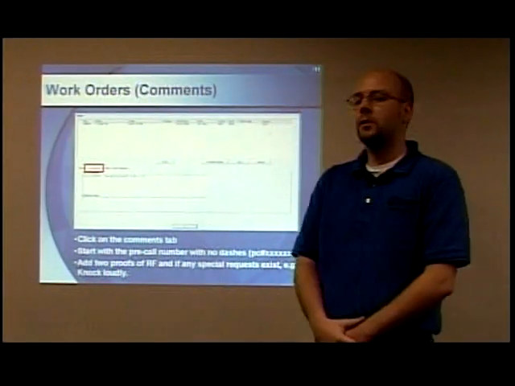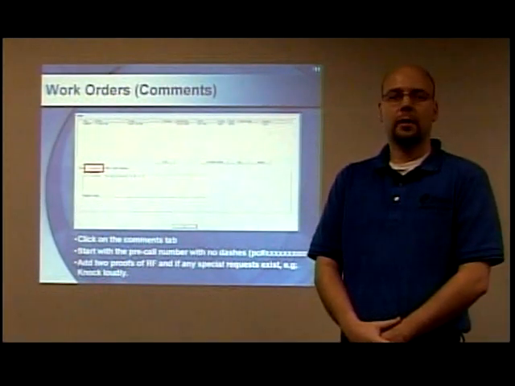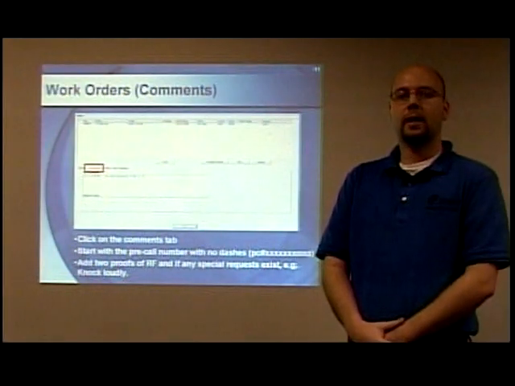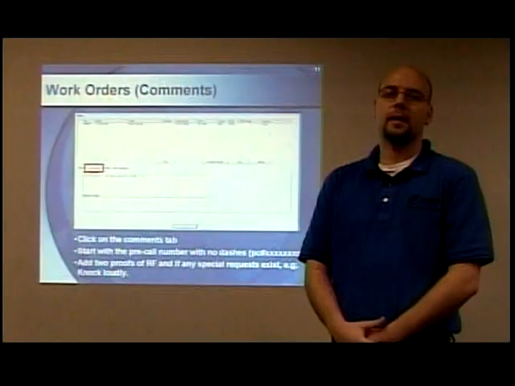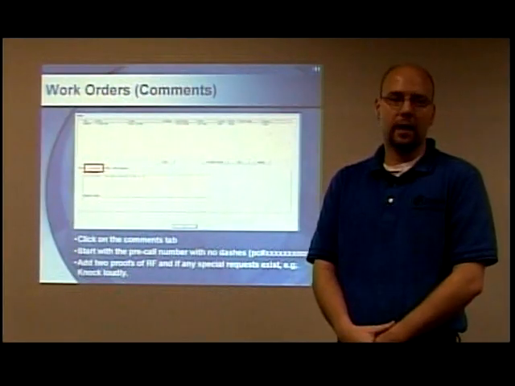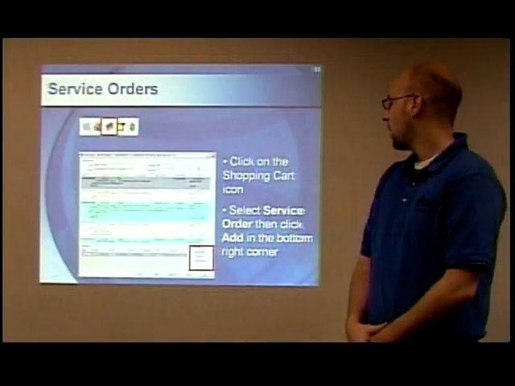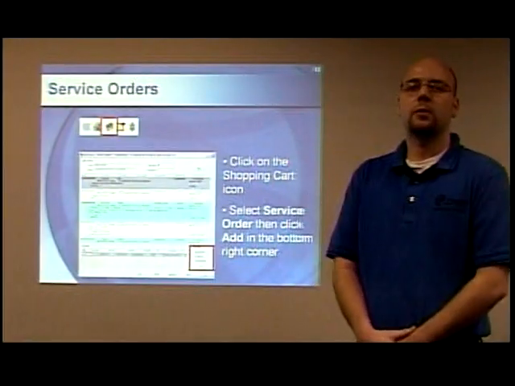We will next enter the two proofs, the reasons we were rolling the truck, say an RF, our signal readings, and our bad lights. And then if there are any special requests, say the customer's hard of hearing, they need to say knock loudly. You'll click OK, and that will enter the work order.